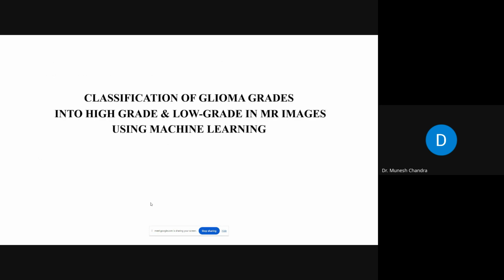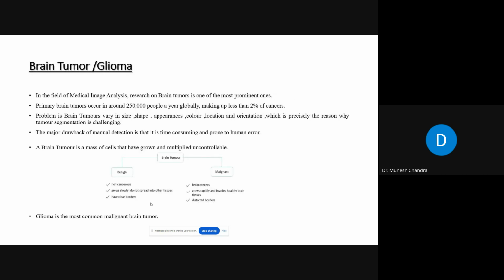So here I will discuss one of the examples. One of my PhD scholars is working in this particular domain: classification of glioma grades into high grade and low grade in MR images using machine learning. So how, with the help of machine learning algorithms, can we classify glioma into high grade and low grade? First, we have to know what glioma is.